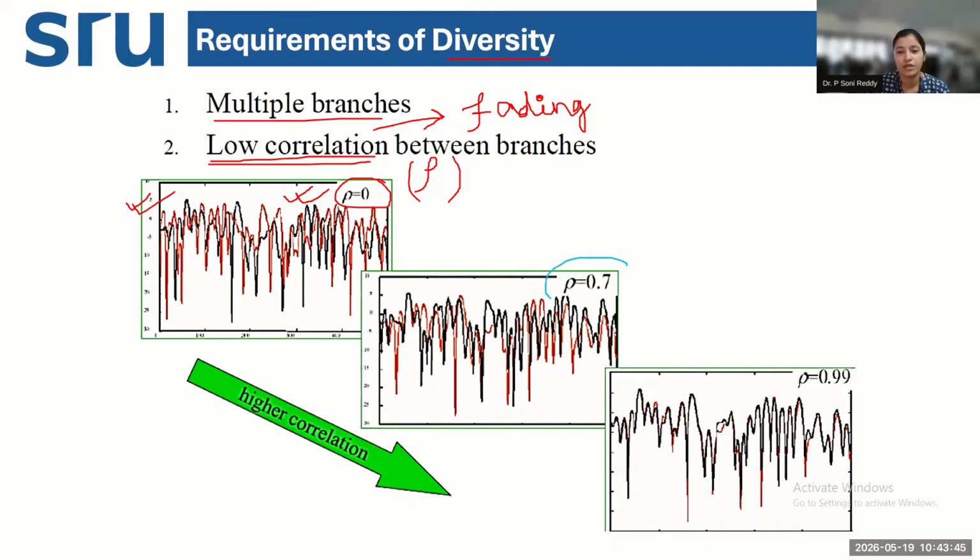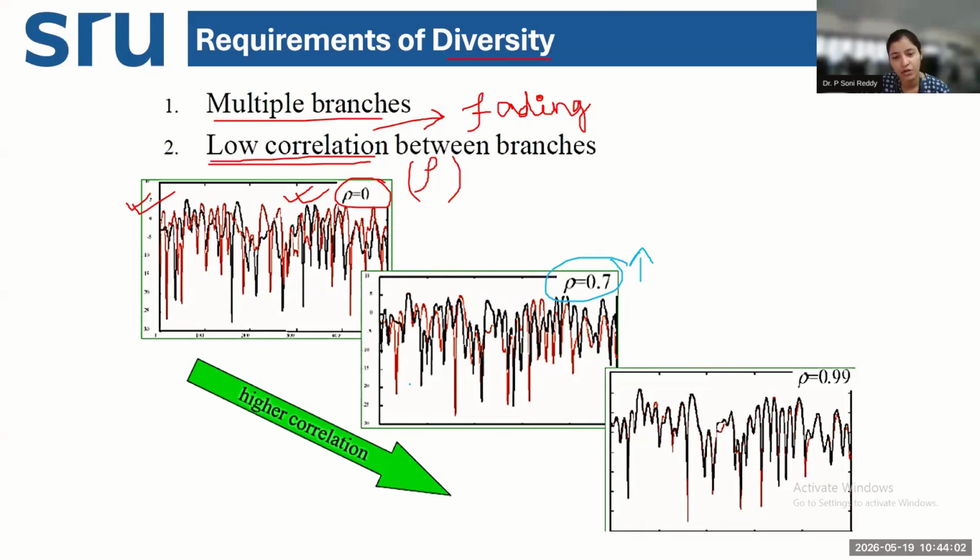Now, if you see here, the value of rho is increasing. It is increasing to 0.7. 0.7 means what? That means the value of the correlation factor is increasing. Increasing means the two signals are almost fluctuating with a similar fluctuation. They are experiencing almost similar fluctuation.